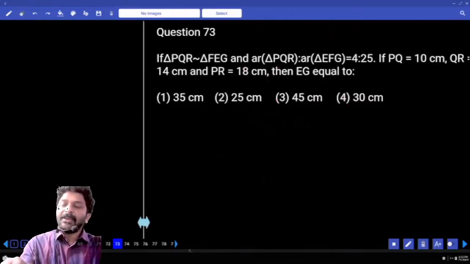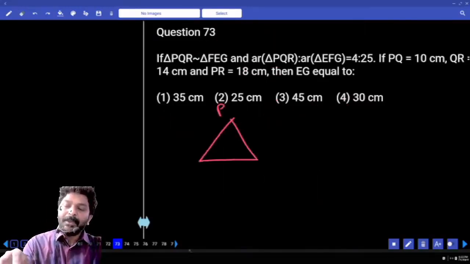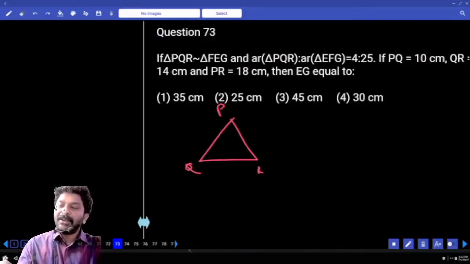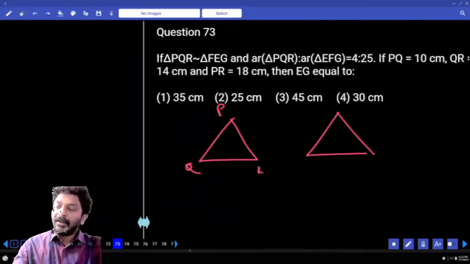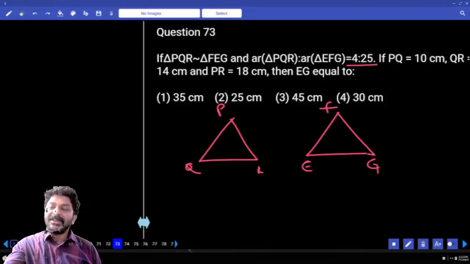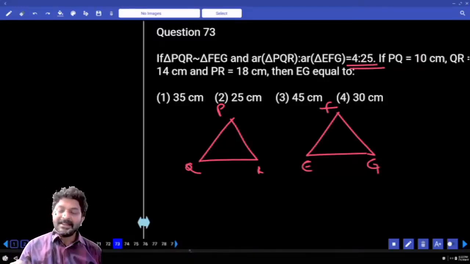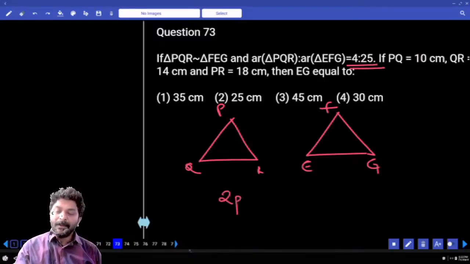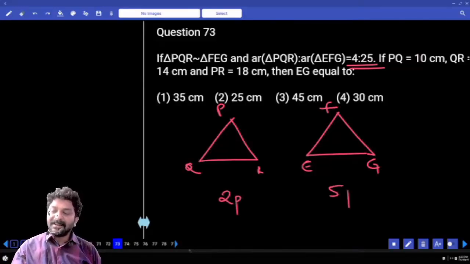In triangle PQR, PQR is similar to FEG. Order is important. If the areas ratio is equal to 4:25, then the sides ratio must be 2:5. That means 2 parts and then 5 parts. We were asked to calculate EG. This one we need to calculate.